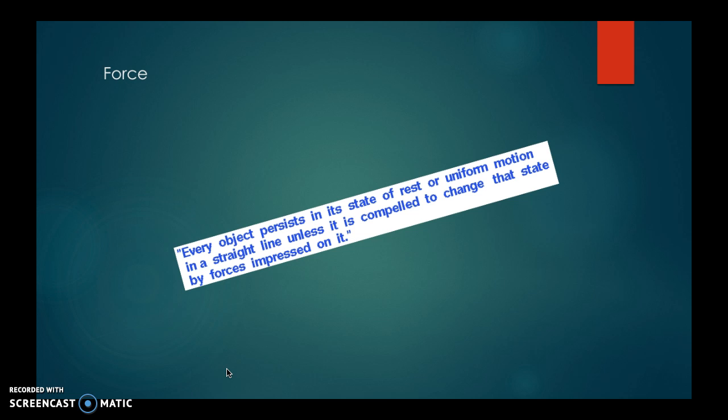Newton was a great physicist who came up with 3 laws to do with force. His first law was called inertia, which was all about how an object won't stop moving unless another force is applied to it. Newton stated that every object persists in its state of rest or uniform motion in a straight line unless it is compelled to change that state by forces impressed on it.